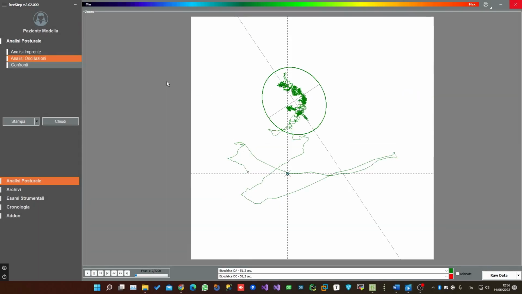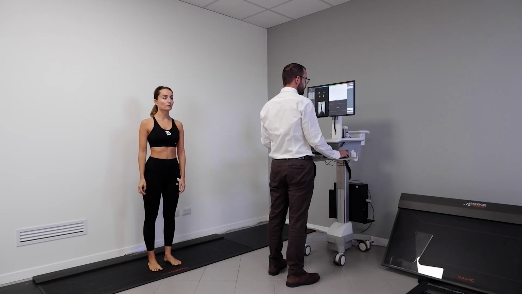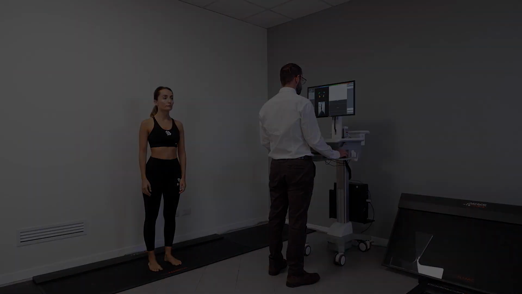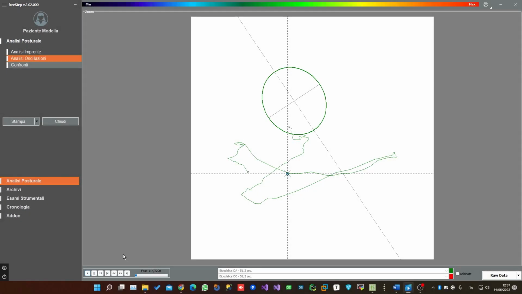The suggested duration for the stabilometric tests is 51.2 seconds for the bipodalic postural test and 10 seconds for the monopodalic test. After positioning the patient on the platform, we can start the data acquisition, after which we can safely close the test that will automatically be saved on the database.